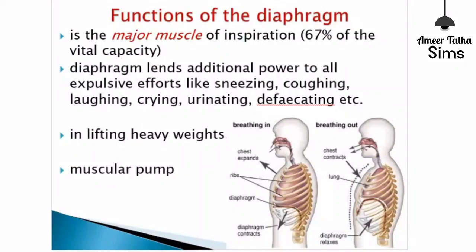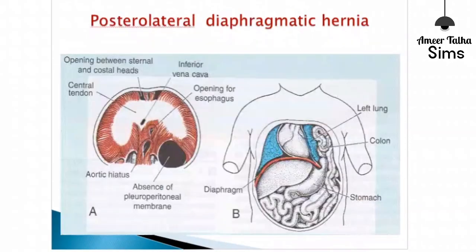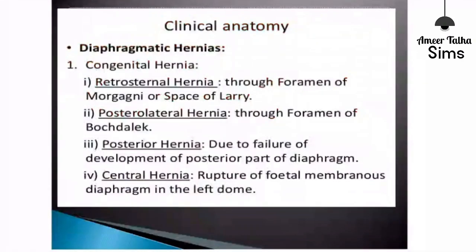Next, we will talk about the clinicals of the diaphragm. Diaphragmatic hernias are the most important clinicals of the diaphragm. It may be congenital. It may be a retrosternal hernia through the foramen of Morgagni or space of Larrey, and a posterolateral hernia through the foramen of Bochdalek. Posterior hernia is due to failure of development of the posterior part of the diaphragm, and central hernia is because of the rupture of the fetal membranous diaphragm.